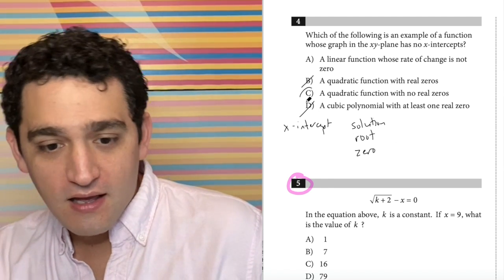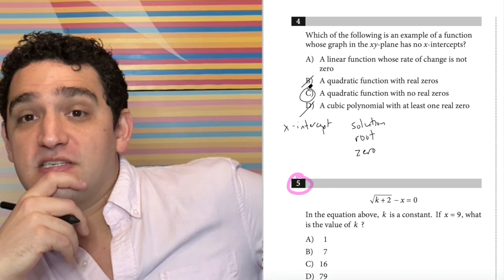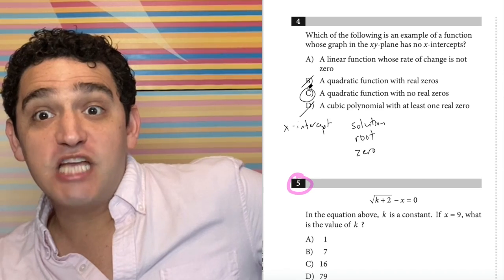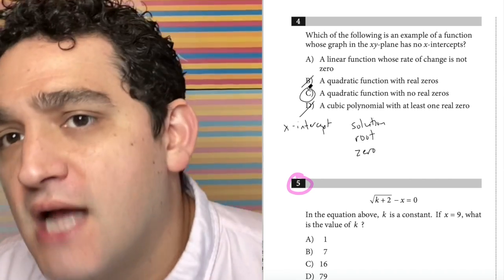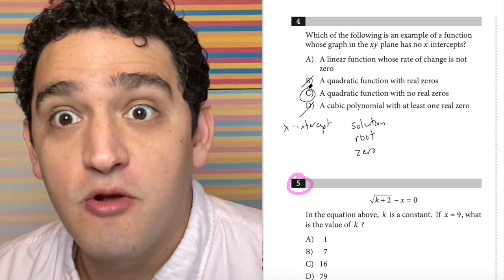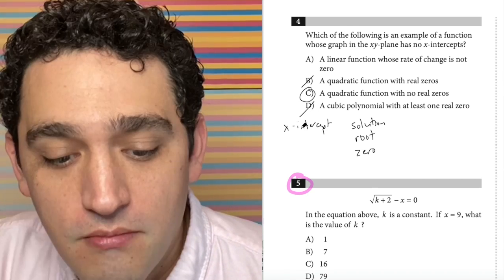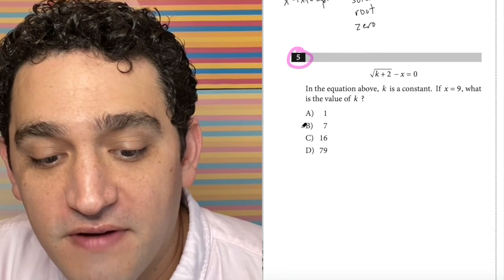If we look at A, a linear function whose rate of change is not 0. Well, if you think about that, rate of change means slope. If the rate of change is not 0, it means it's either positive or negative. Therefore, it's going to cross that x-axis. Moving on to number 5.